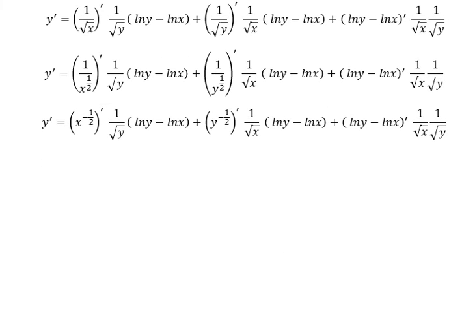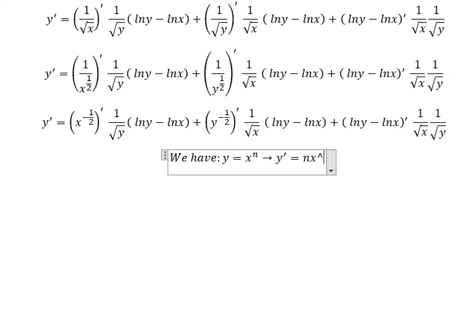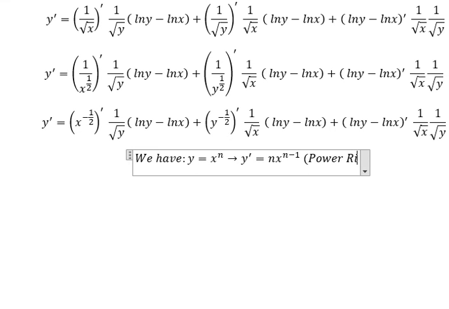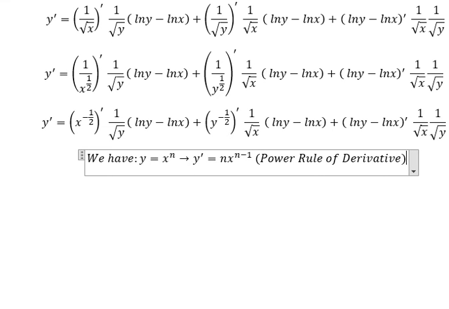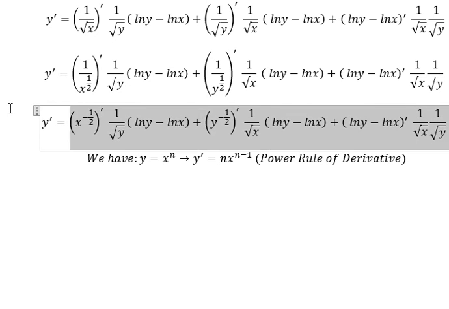Next, we have the next one. y equals to x to the power of n. So if we do first the derivative, we have nx to the power of n minus 1. This is about the power rule of the derivative.